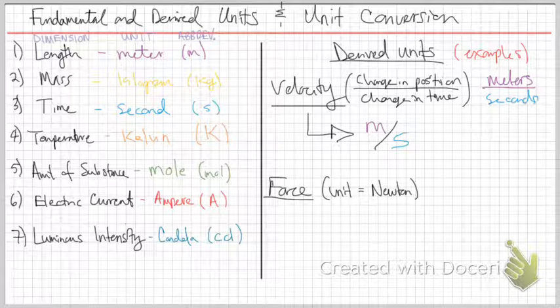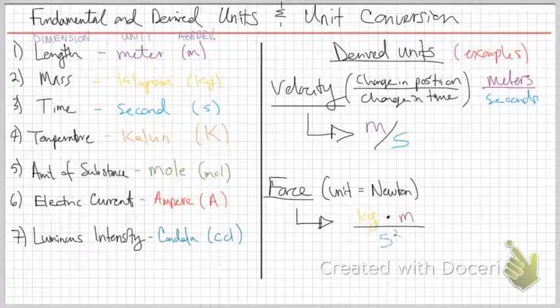Force is another example. The unit is the Newton, but the Newton itself is made up of fundamental units, and those fundamental units are the kilogram, the meter, and the second. So the equivalent to 1 Newton is 1 kilogram meter per second squared.